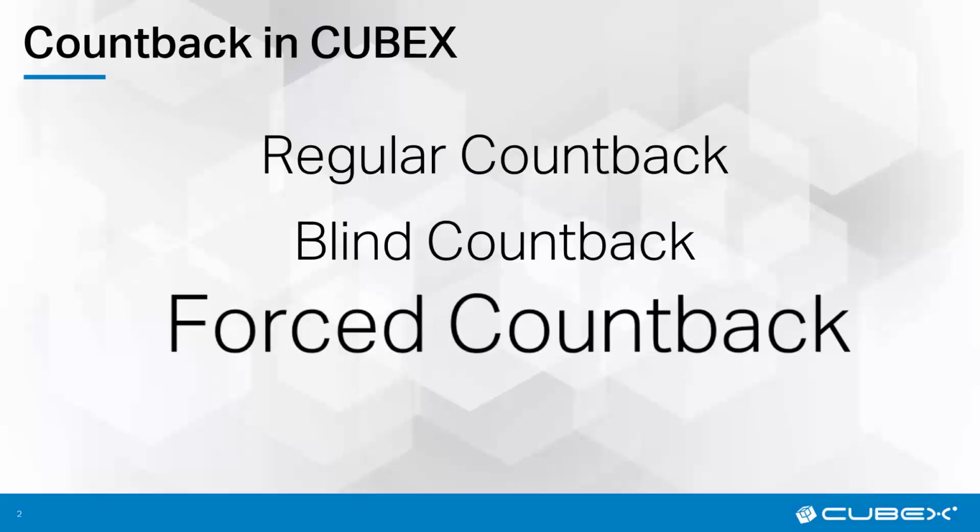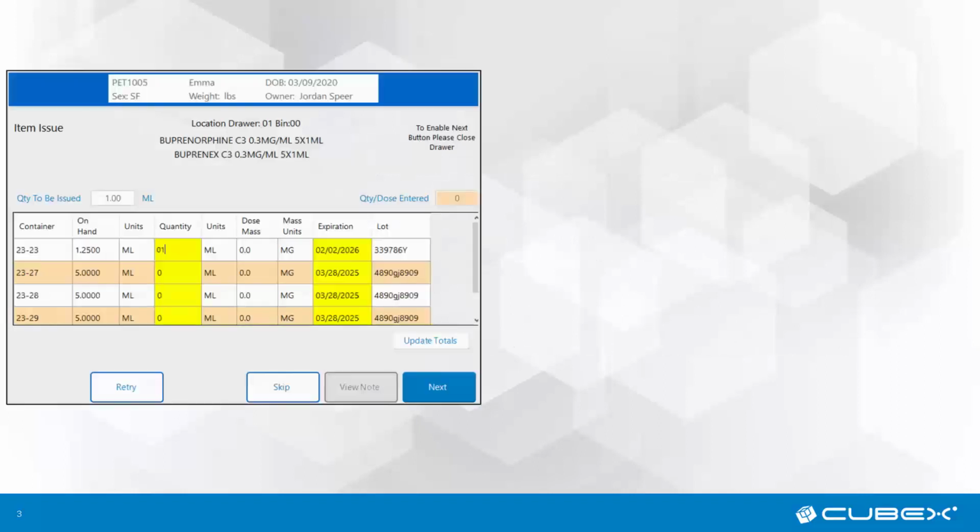Let's first take a look at a regular issue screen for buprenorphine. The patient and owner information is shown here, the quantity to be issued is shown here, and there is only one column to enter a quantity on this screen. The amount needed is entered here, then the QB is closed, the drawer is closed, and then you select Next.